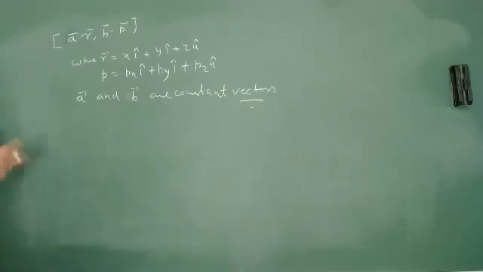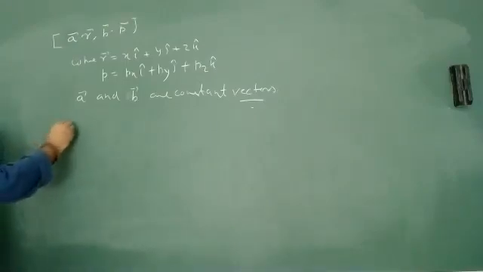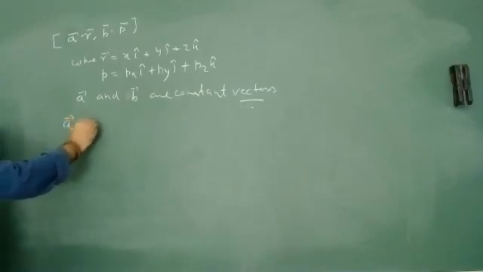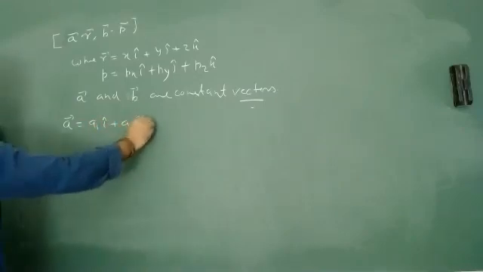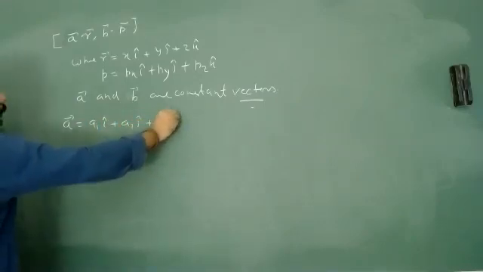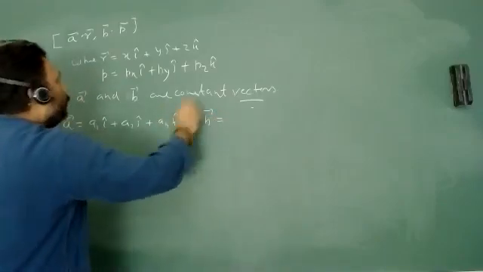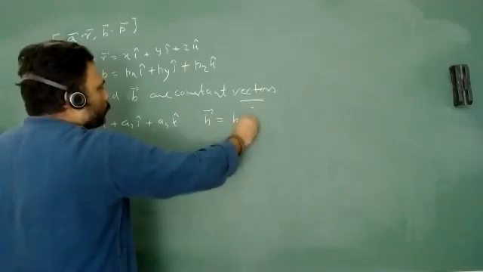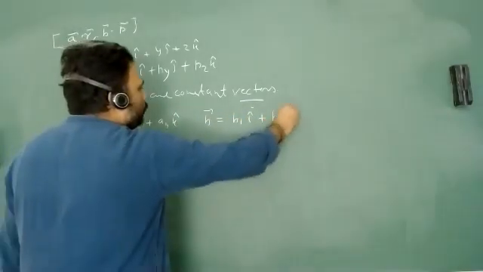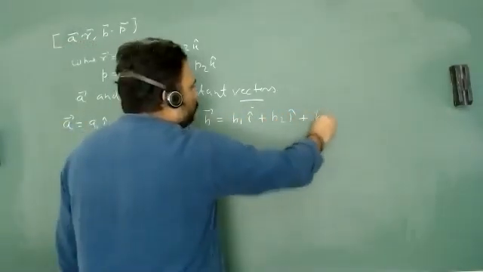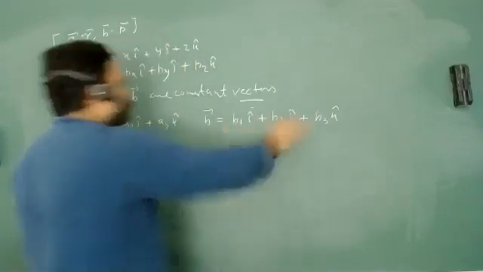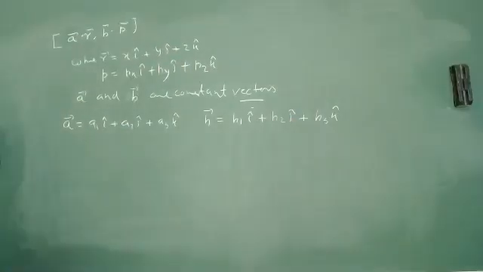So obviously you can just go for the first principle, don't worry. How can you approach it? Let us assume A is some constant vector A1i plus A2j plus A3k, and similarly B vector is B1i plus B2j plus B3k. So I have this kind of situation.